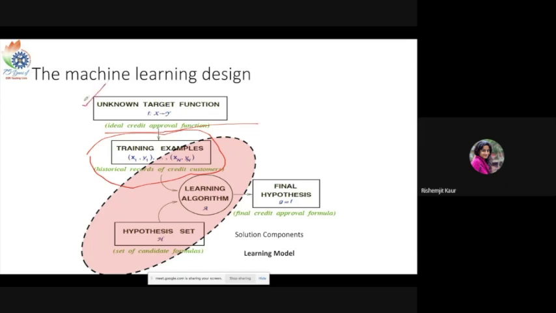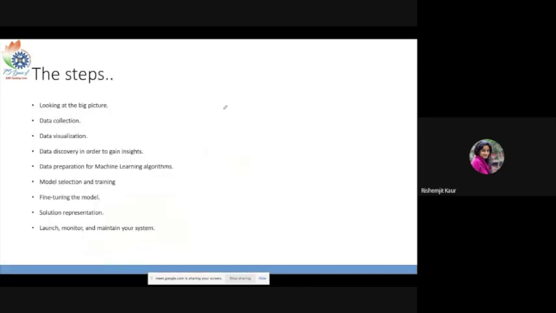In order to figure this out, we develop our learning algorithm, which gives us a certain set of hypotheses, a certain set of candidate formulas, and we fine tune and find one final hypothesis which may be the best approximation to our unknown target function, which gives us the minimum error in general. So this is in general the machine learning design.